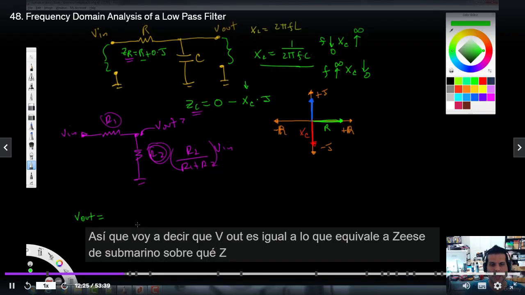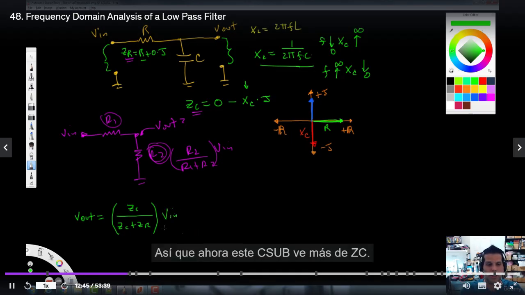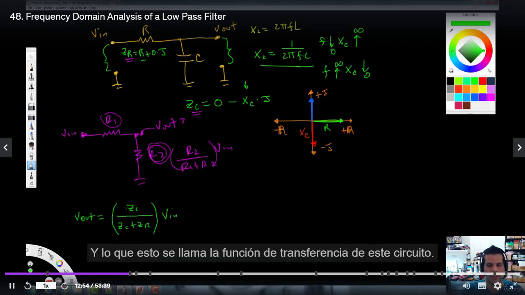So I'm going to say that Vout equals, what does it equal? Well, Vout equals Z sub C over Z sub C plus Z sub R times Vin. Okay, and that's it. Now the Z sub C over Z sub C plus Z sub R is a very special little thing here. And this is called the transfer function of this circuit.